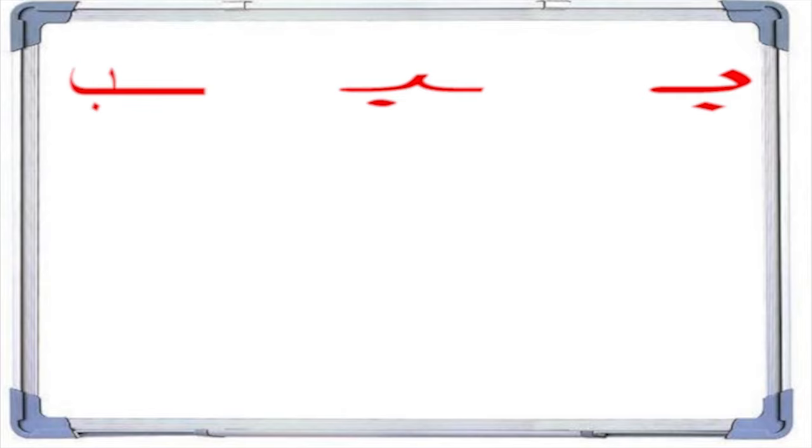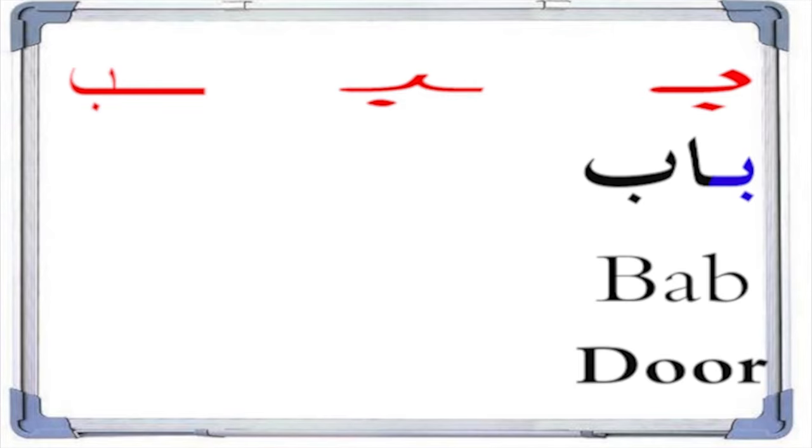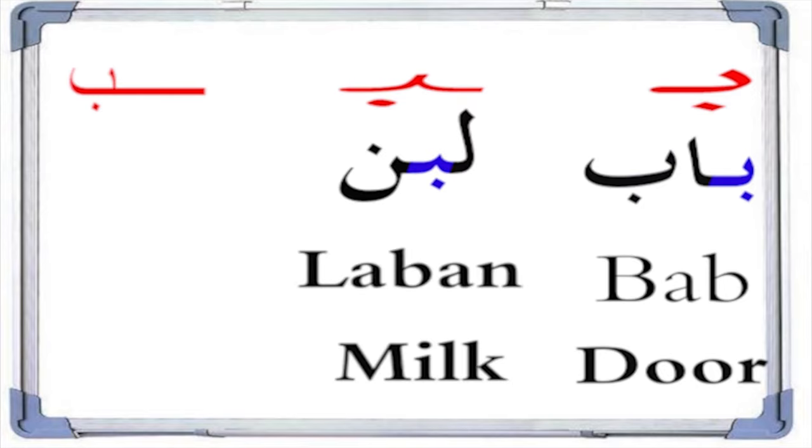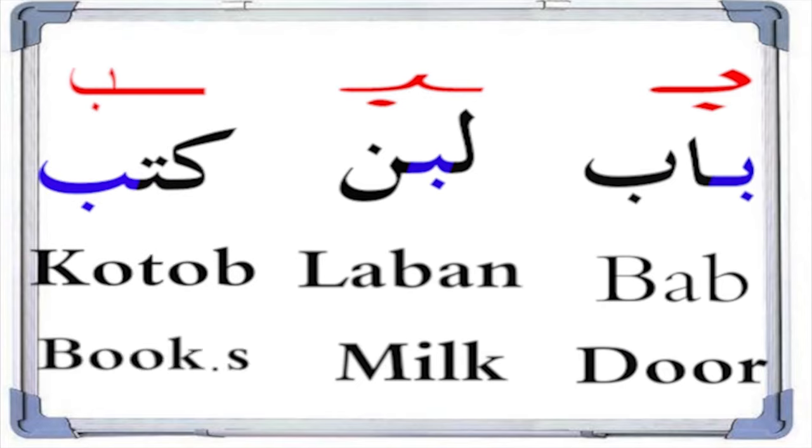Here are a few examples. The first example is Bab. Bab means door. The second example is Laban. Laban means milk. The third example is Kutub. Kutub means books. Alright, and that's for the second letter B. So we've learned Alif, B.